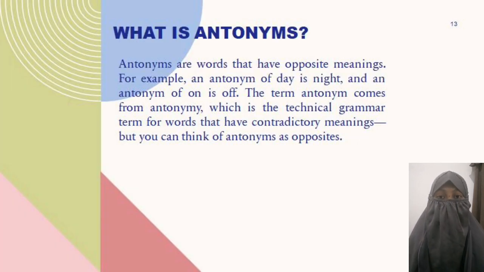For the next, I will explain about antonyms. Antonyms are words that have opposite meanings. For example, an antonym of day is night, and the antonym of on is off. The term antonym comes from antonymy, which is the technical grammar term for words that have contradictory meanings, but you can think of antonyms as opposites.